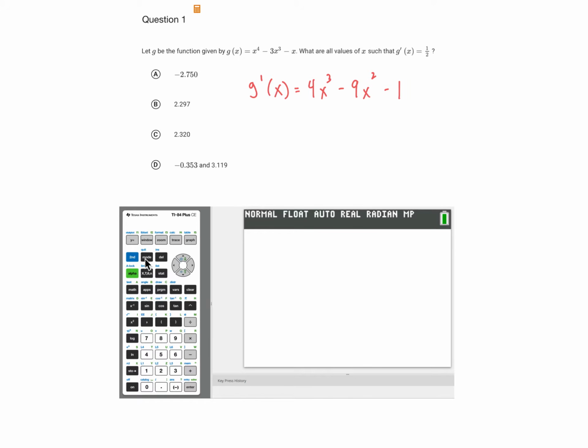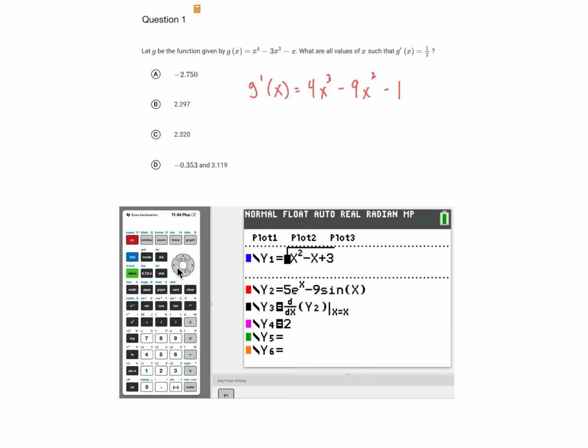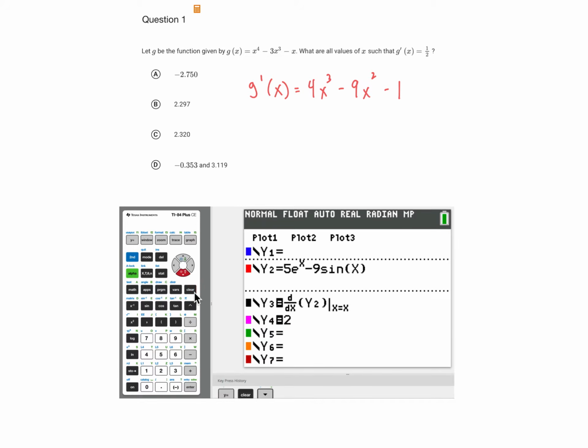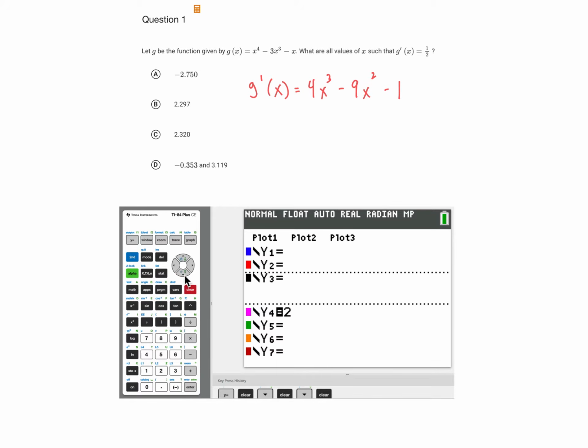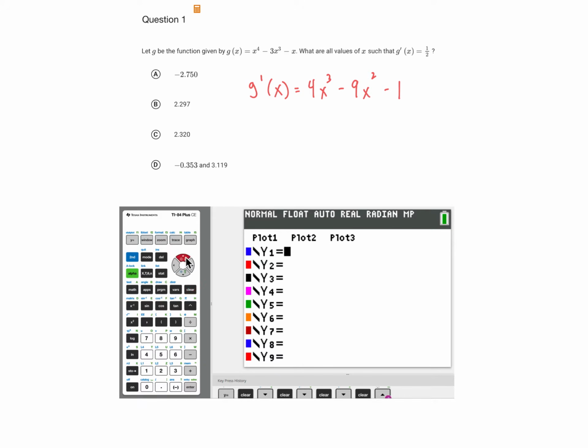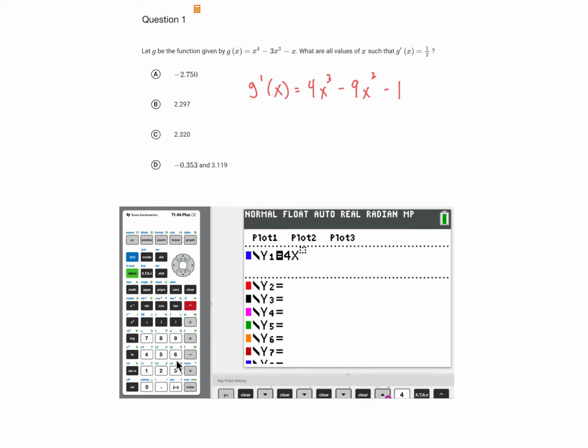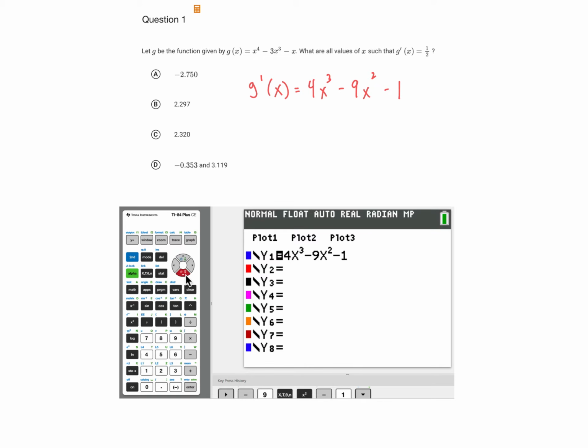Okay, so if we go to the calculator, go to y equals. If you have anything in there, just go one by one and clear. This is pre-recorded, so I'm just kind of narrating, I guess. Okay, and then just type in that derivative that we found. Okay, and then we want to know when does it equal a half.